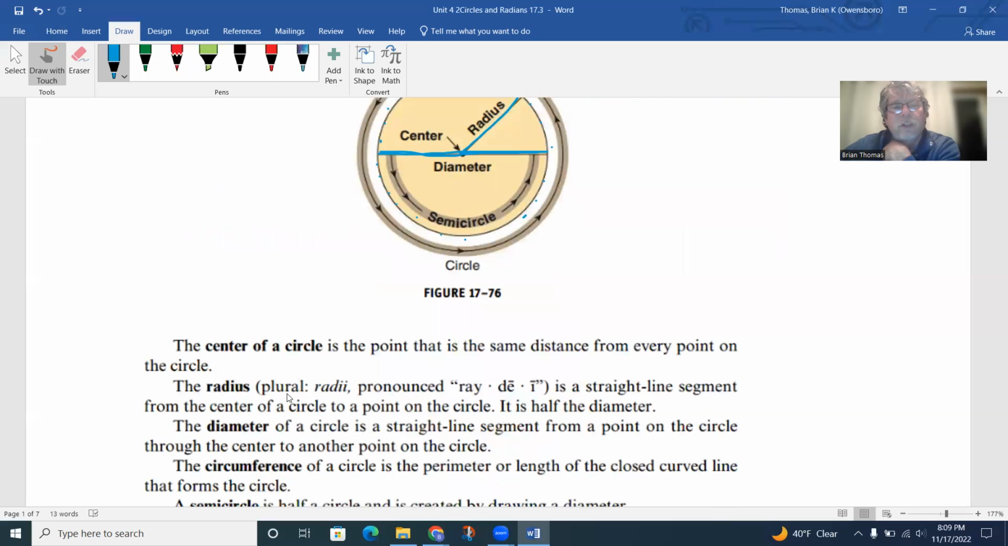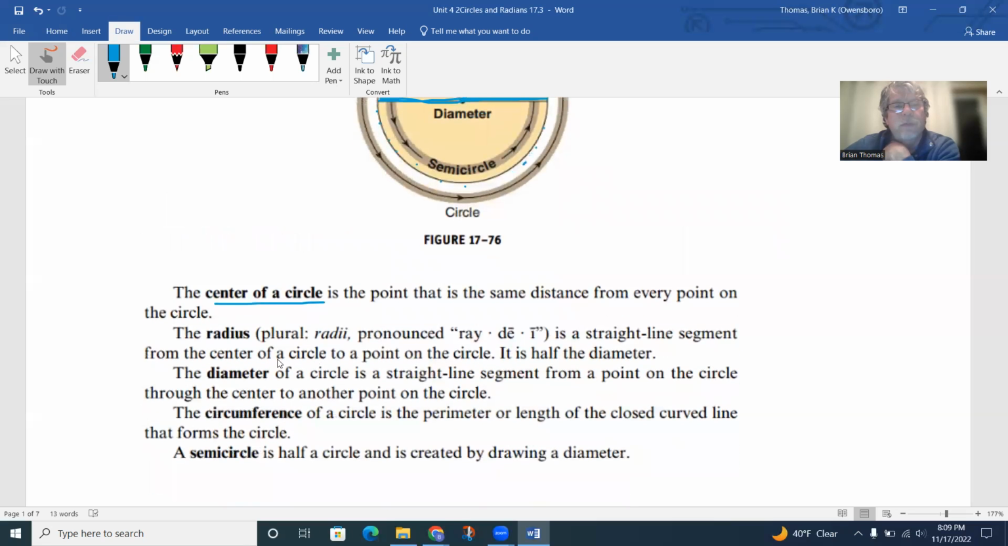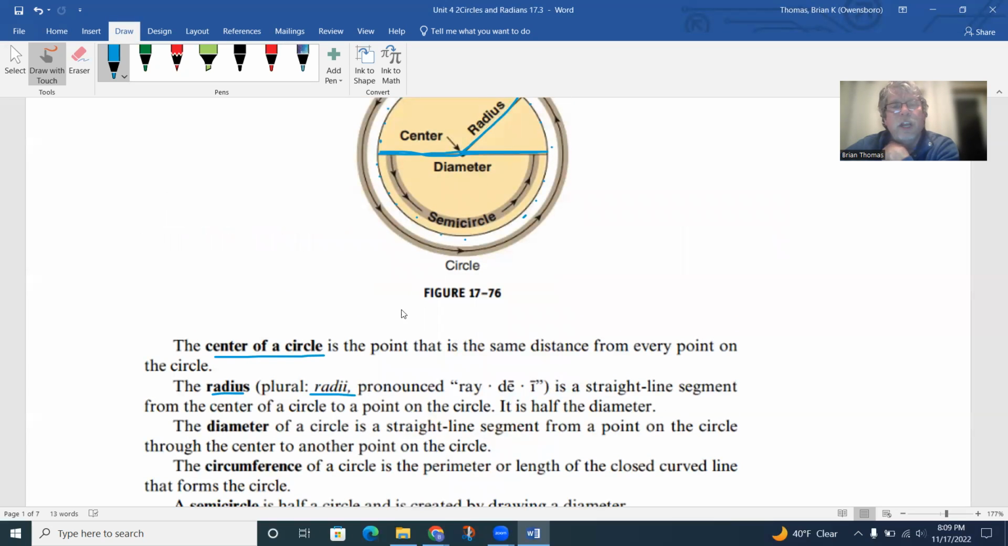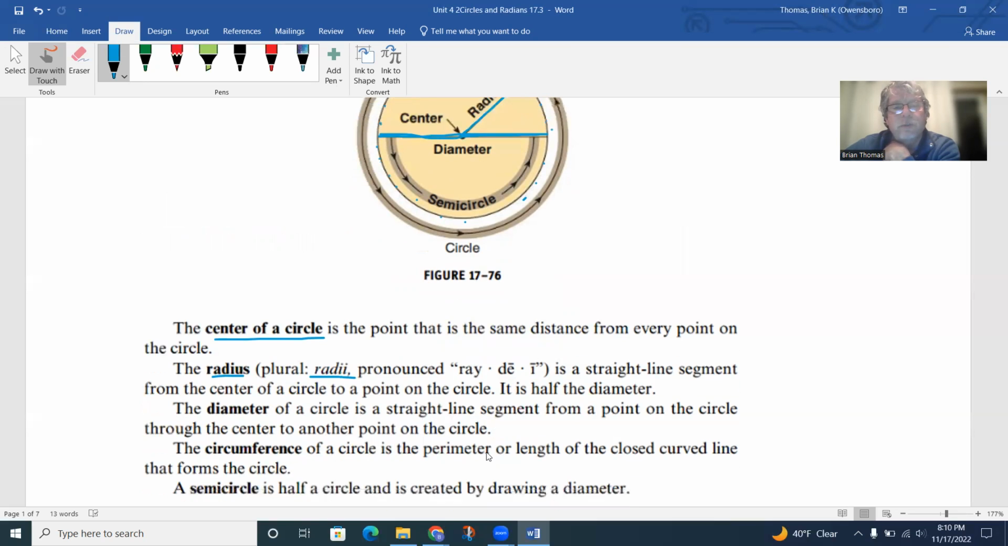So like I said, we understand what the center of the circle is. It's the middle of the circle. And every point on the circle is an equal distance from the center. There's this word radius, and the plural of it is radii. The radius goes from the center to the actual circle. The diameter is a straight line segment from a point on the circle, but it has to pass through the center of the circle to get to the other side of the circle.